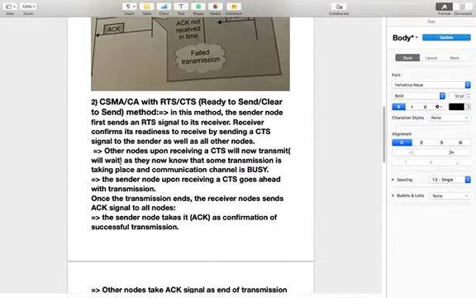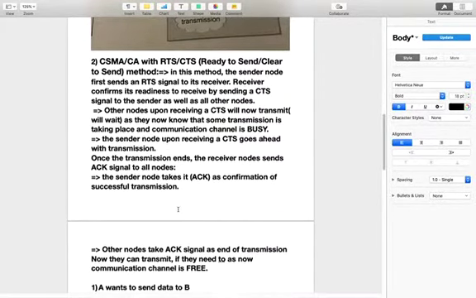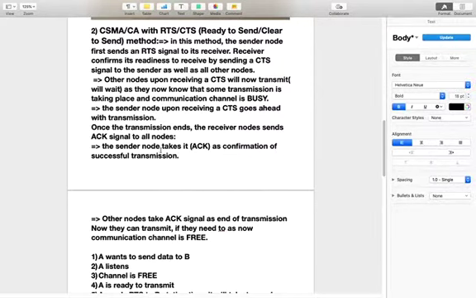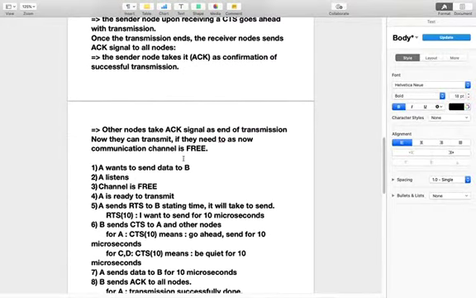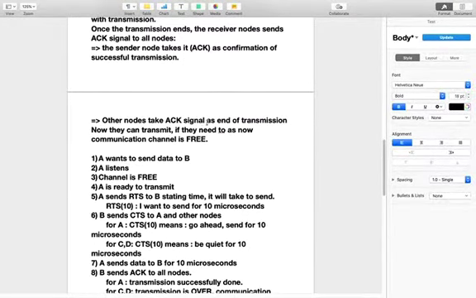Here we have different choices. Other nodes, upon receiving a CTS, will not transmit, as they know that some transmission is taking place and the communication channel is busy. The sender node, upon receiving a CTS, goes ahead with the transmission. Once the transmission ends, the receiver node sends the ACK signal to all nodes. The sender node takes the ACK as confirmation of successful transmission. Other nodes take the ACK signal as the end of transmission. Now they can transmit if they need to, as the communication channel is free.